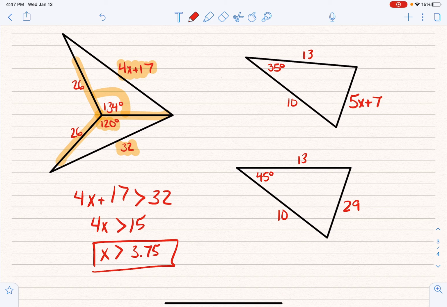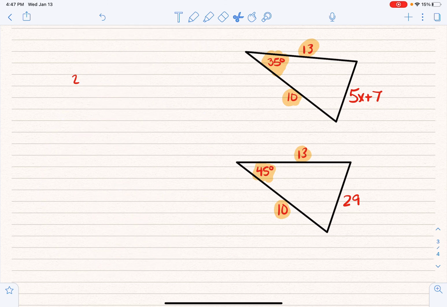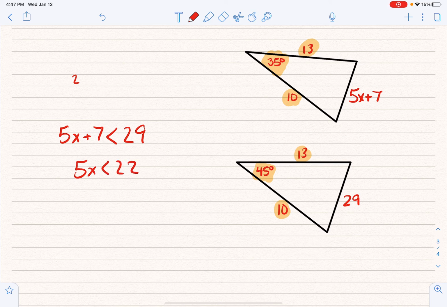Yup, a decimal. And then this next one, this side right here is congruent to this side, but the included angle here is smaller than this one. So I know then that 5x plus 7 is less than 29. Subtract 7 from both sides, you get 5x is less than 22. Divide both sides by 5, and x is less than 4.4. Again, an ugly decimal, just to keep you on your toes.